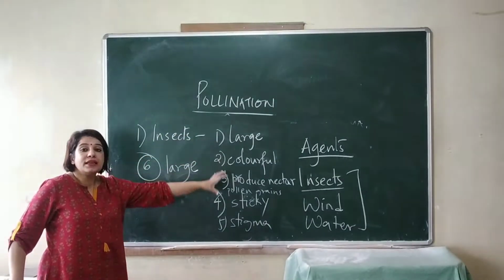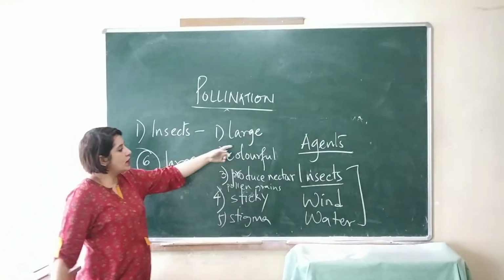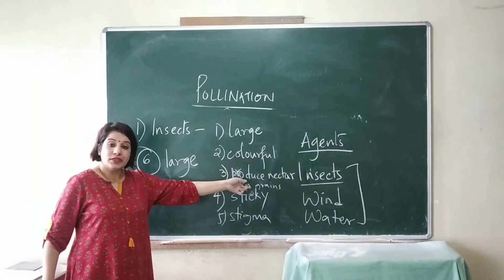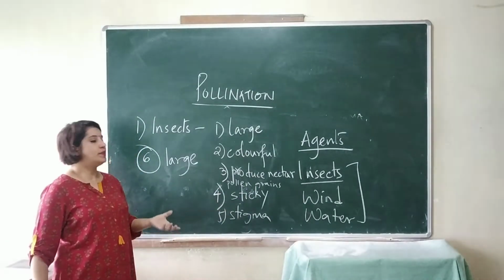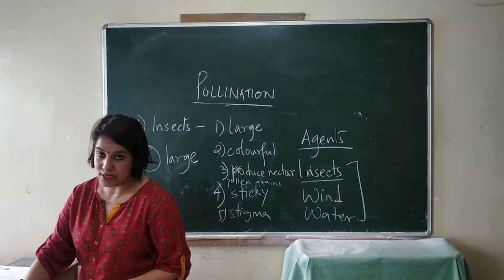So these are the characteristics of a flower which is pollinated by insects. Number one, it should be large. Now it should be colorful. It should produce nectar. The pollen grain should be sticky. The stigma should be sticky. And pollen grain should be produced in large quantity.